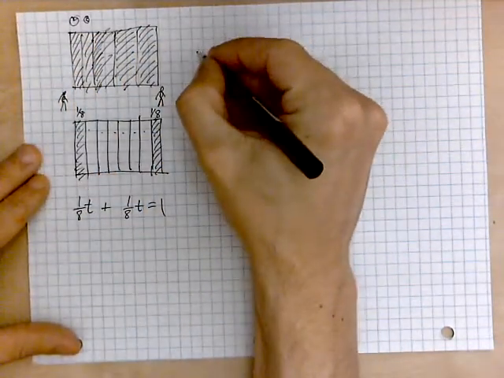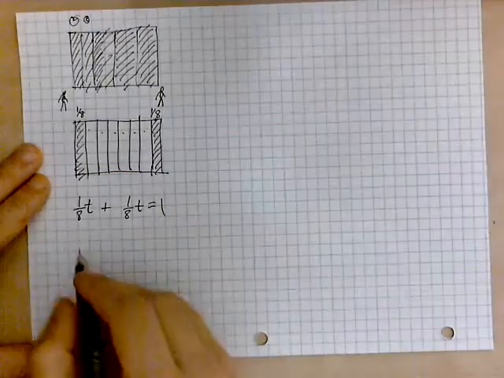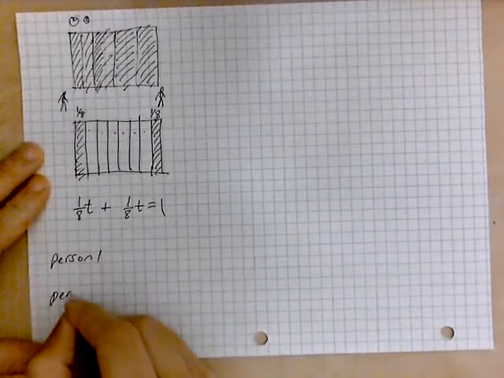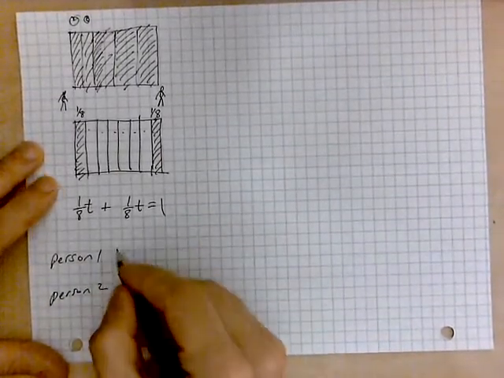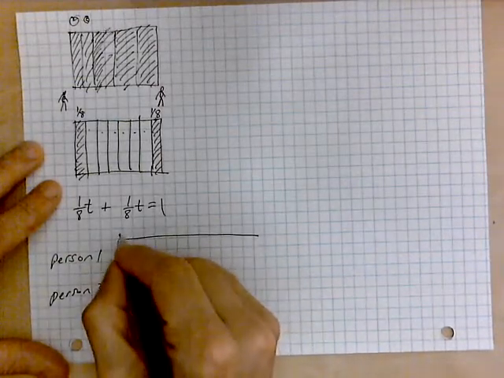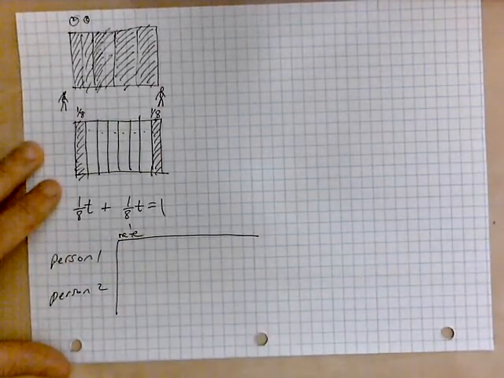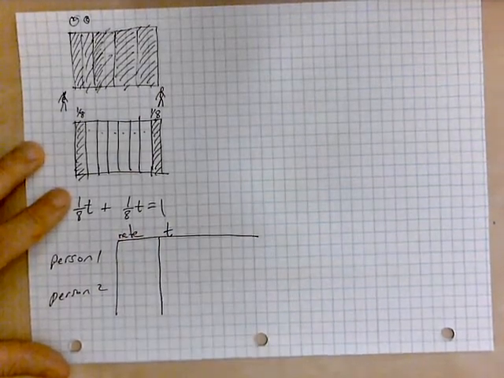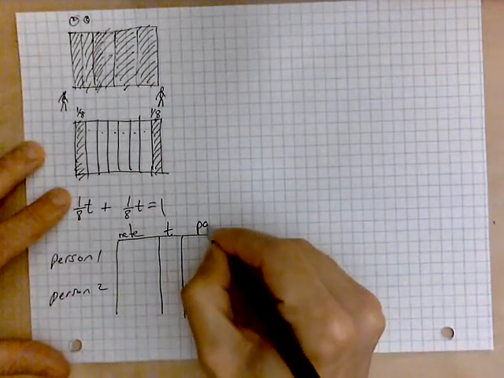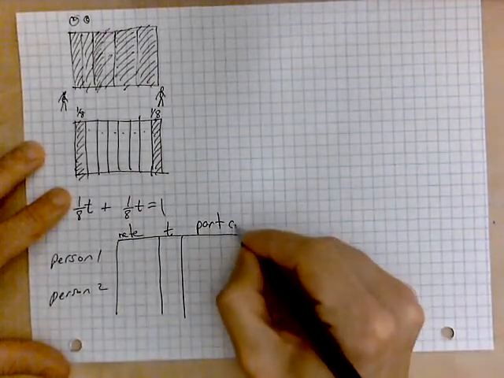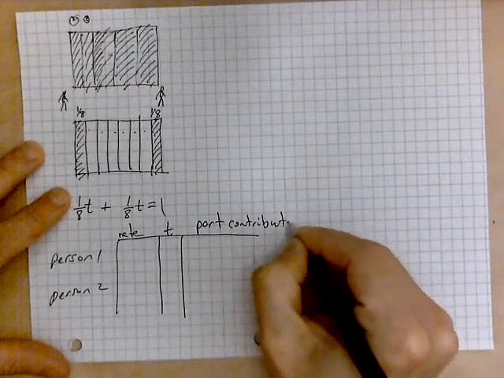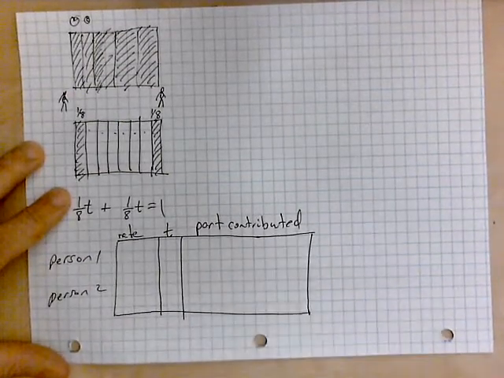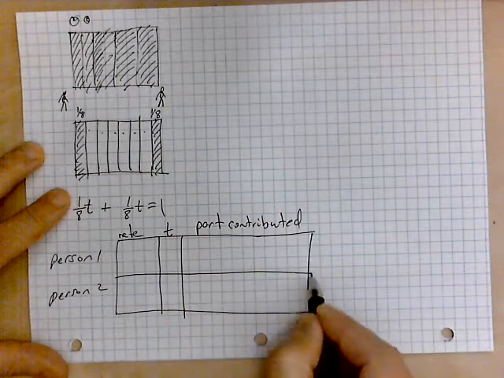And many times what you will see is a table that has the following appearance. For example, you might say here person 1, person 2. This would be the rate of work, the rate. This would be the time taken. We'll call that t. And this is the part contributed. Okay. Here we are. So here's our table.